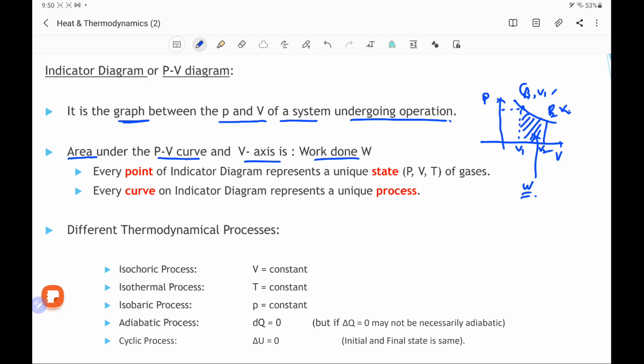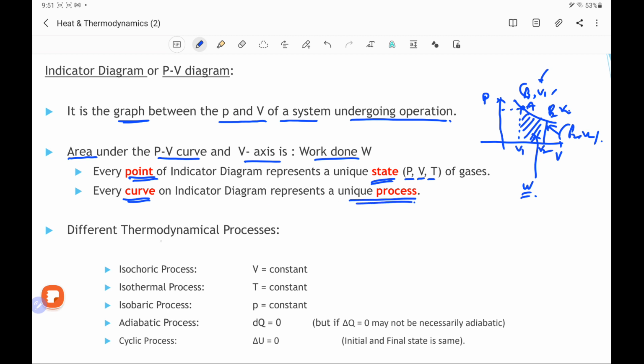And a point on the indicator diagram represents the states. That means this point A has the state P1 V1. Similarly, the point B has another state, say P2 V2. Therefore, a point on the indicator diagram represents the unique state in terms of the pressure, volume and temperature of the system or the gas. And the curve on the indicator diagram represents a unique process.